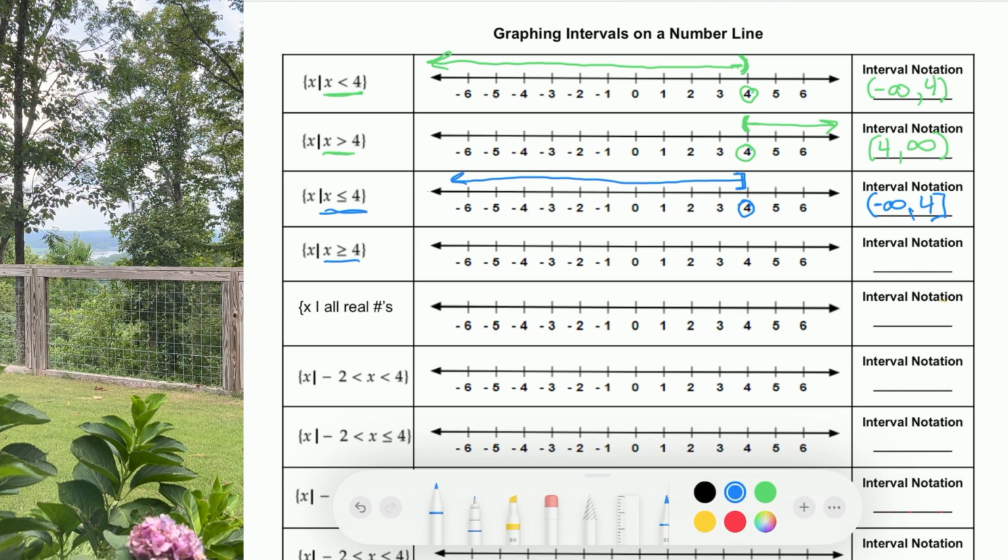Next one has X is greater than or equal to 4. So we're going to start at 4 again. This time our values for X are going to go to the right because they're greater than. 4 is included because it has the or equal to. So I'm going to have my bracket. We're going to have bracket 4, comma, positive infinity, parentheses.